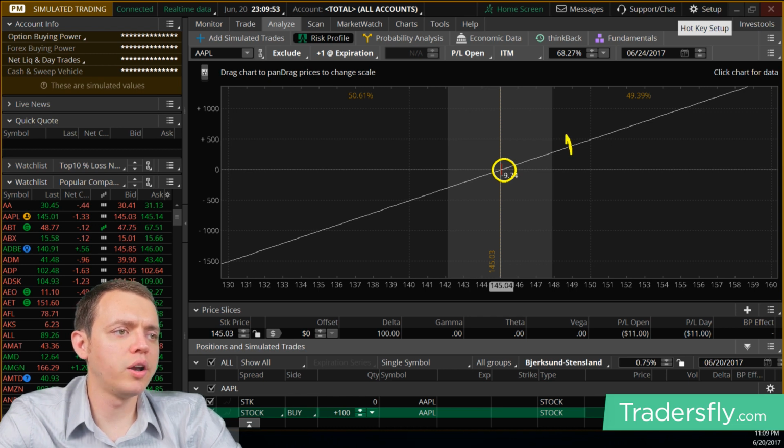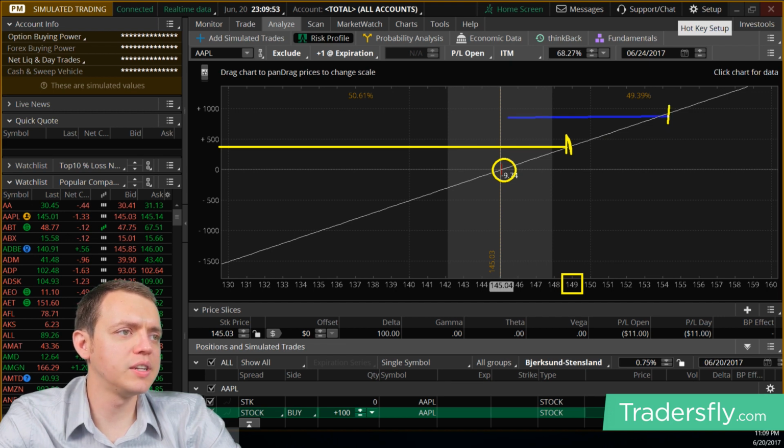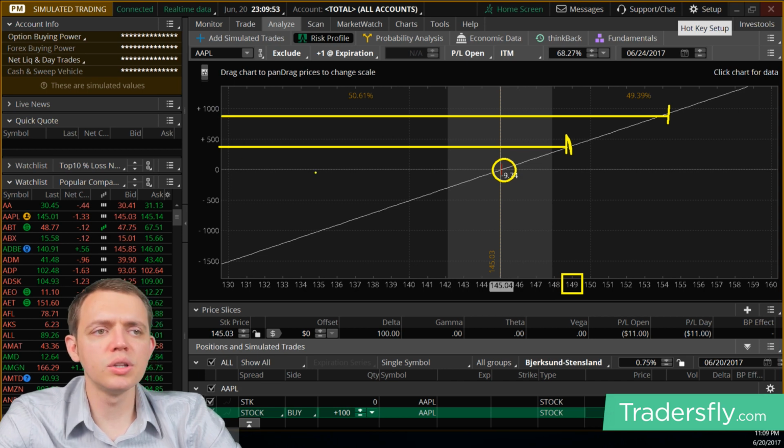what I could do is, when you look at it, if it hits 149, right here, this stock, I'm actually profitable, a couple $100. If it hits 154 around this price level, I'm profitable about $1,000. So let's look at where I would lose about $500.